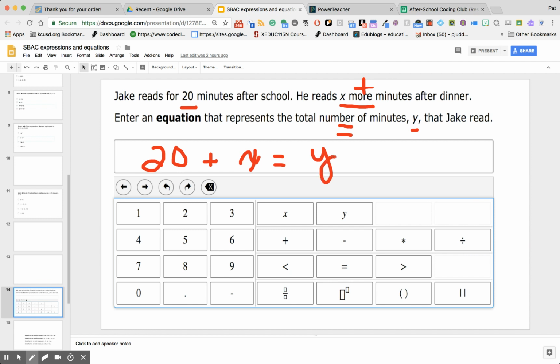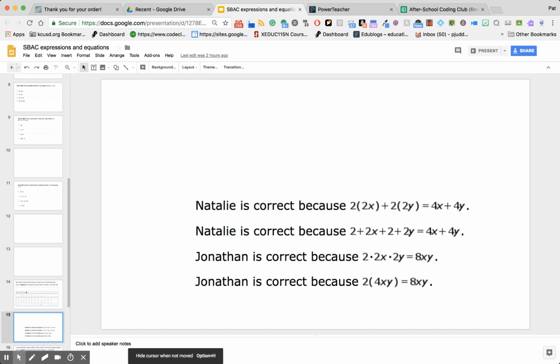You have now just translated from English to algebra. They're not asking you to solve it. They're asking you to write an equation that represents the total number of minutes Y. Well, here's the information, 20 plus X. And there you go. On to the next one.